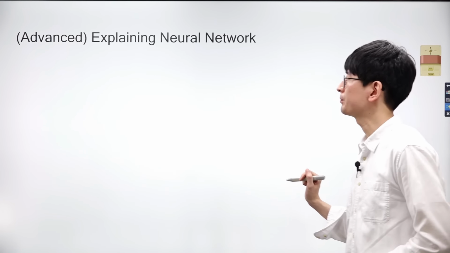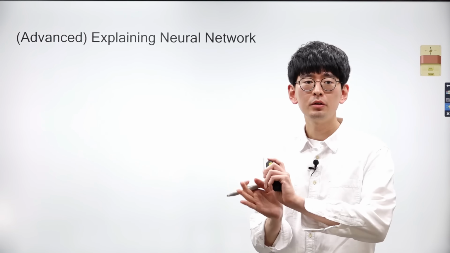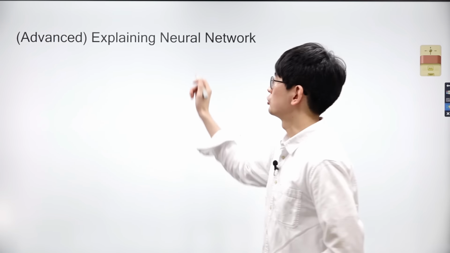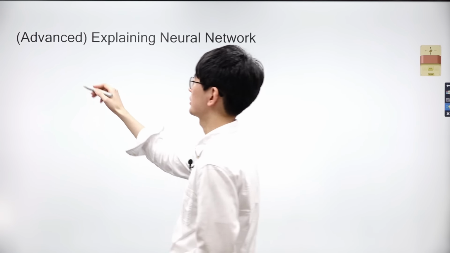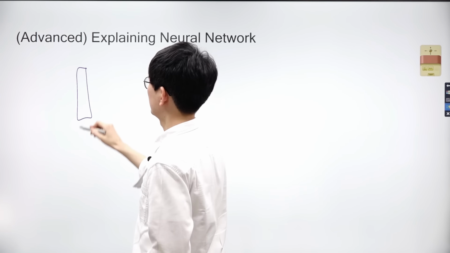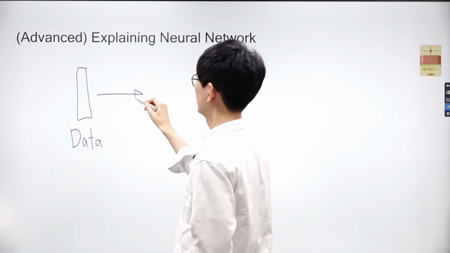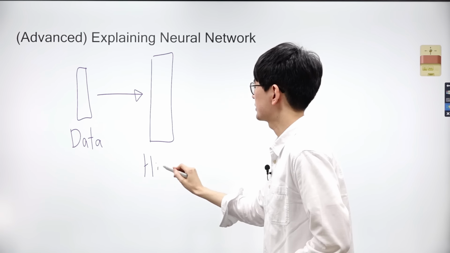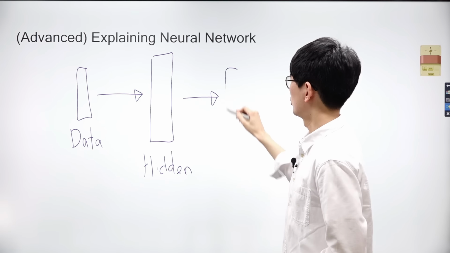So far, we've learned that the multiplication between a matrix and a vector results in a transformation of a coordinate space, and we'll apply this concept to understand the fundamental principles of neural networks. Let's delve into the basic structure of neural networks. Initially, we have data, which serves as an input, and this data is passed through a hidden layer before ultimately being returned as output.